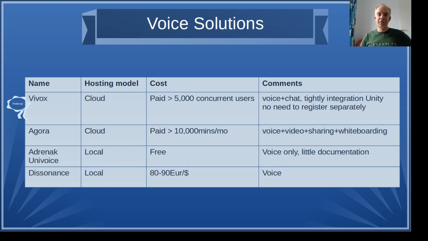The last one I found was Dissonance. That's also a local hosting model, so that will run on top of Netcode for GameObjects. It's voice only as far as I could see, but there's a cost to it. It's about 80 to 90 euros or dollars, depending on where you are. So you see the preferred mark there, and the reason why I want to go for Vivox for now is because it is very tightly integrated with Unity. So having said that, let's go to our next slide.